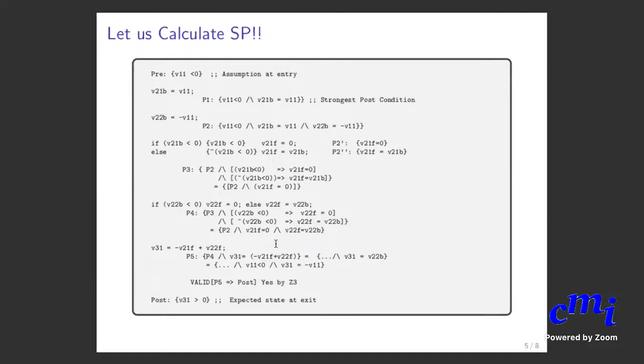Similarly here, you will define P4 in terms of P3. By the way, this simplifies in this case to this one, because P2, as you can see with the equality propagation, becomes true. V21B will be less than 0, and therefore it simplifies to this one. So that simplification is done. That's logical simplification. Z3 will do these kinds of things.